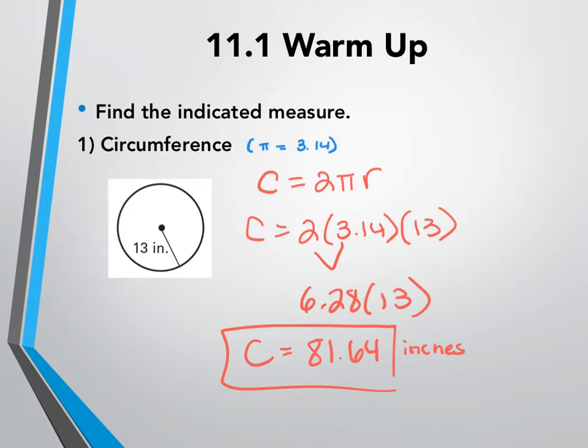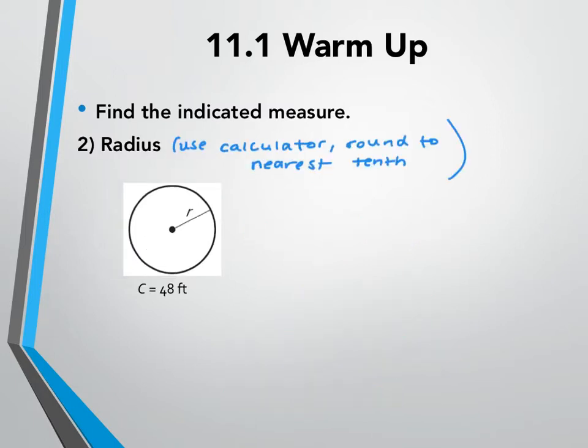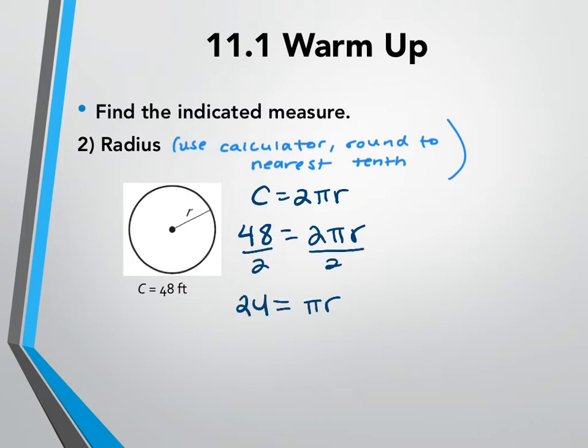Good so far? Okay, number 2 says find the indicated measure. This time we're looking at the radius, and I told you to use the calculator and round to the nearest tenth. So this time, same formula, except I'm given different information. I'm actually given the circumference, and I don't know the radius. So first thing I could do is divide by 2. And then I want to divide by pi, and that's what I need my calculator for.